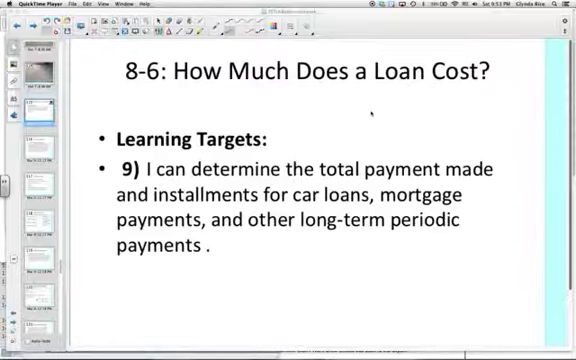I'm sitting in my living room. It's almost 10 o'clock on Saturday night. Not too exciting, but we're getting things done.